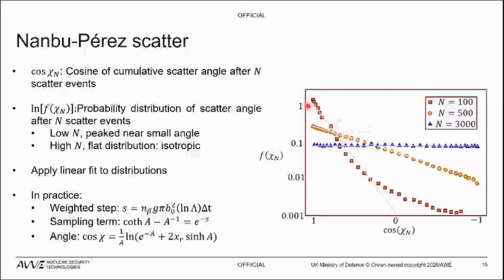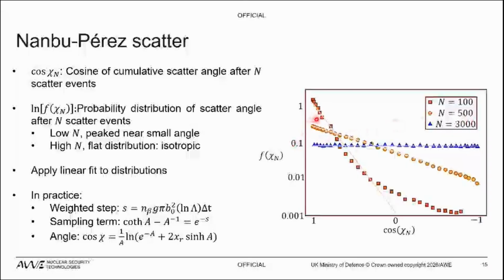After a small number of small scatter collisions, we have a curve that looks like this. Now this is a cos chi n at the bottom, which means that most of the scatters are around here, and that corresponds to small scatters. And that makes sense physically. After a small number of small angle scatters, the total scatter is small. That's not a controversial thing to say.